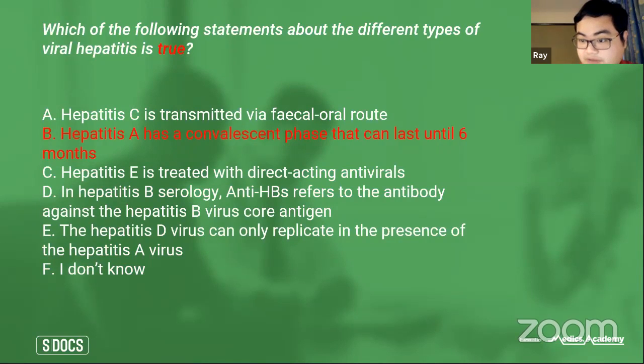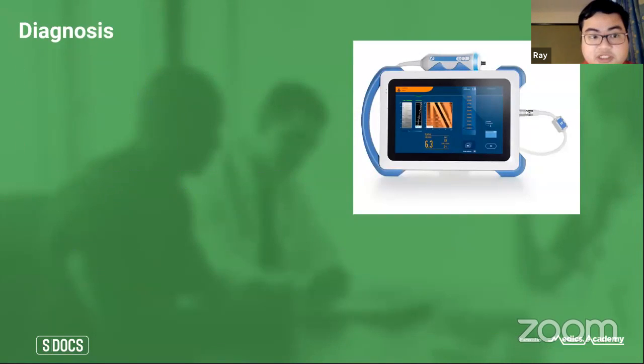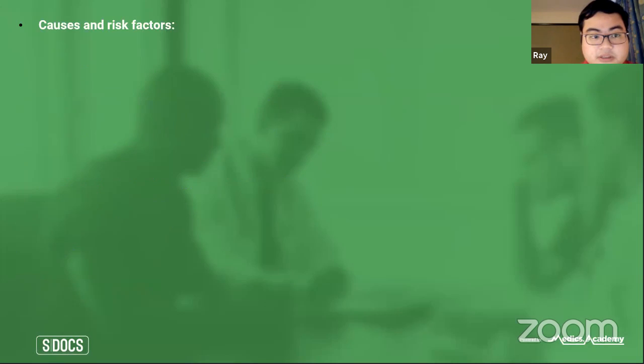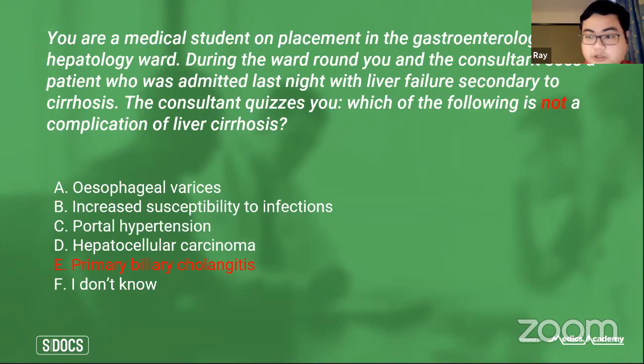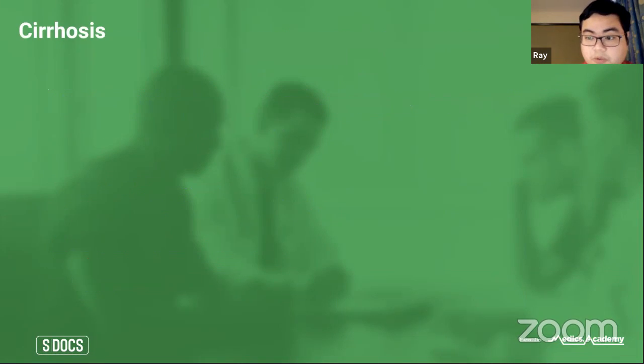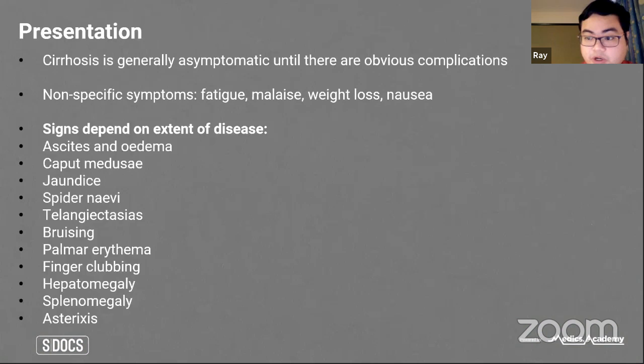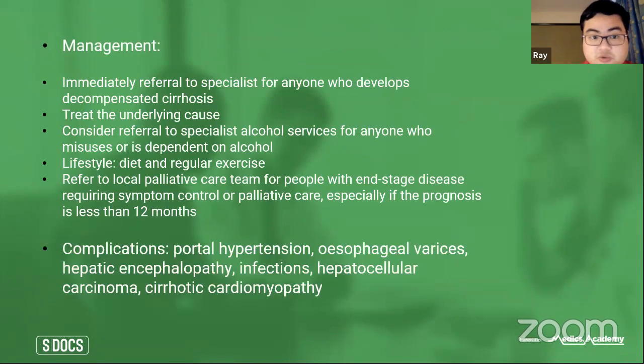However, I just remembered that I haven't gone through the correct answer for the last question. So for this question, primary biliary cholangitis is not a complication of liver disease. It's actually a cause, okay, of cirrhosis. All right. So the others are complications, but PBC is a cause. All right. So we are going to move on from liver cirrhosis to hepatitis.